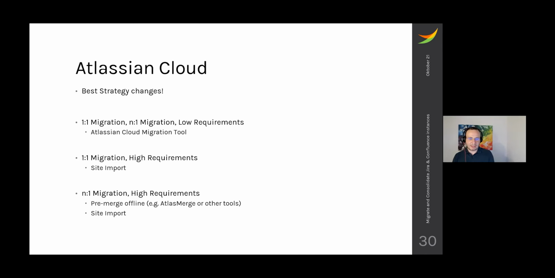If you have high requirements, like what is high requirements? One year ago, I think in September, Atlassian released issue history import for Jira Cloud. So one year before, it was the issue history that you could not import. Right now, it's like Jira Service Management, where there is no support for that. If this is the case, do a site import, which is basically create a backup of your server or data center, upload it to Atlassian, start a conversion process, and it will be done.